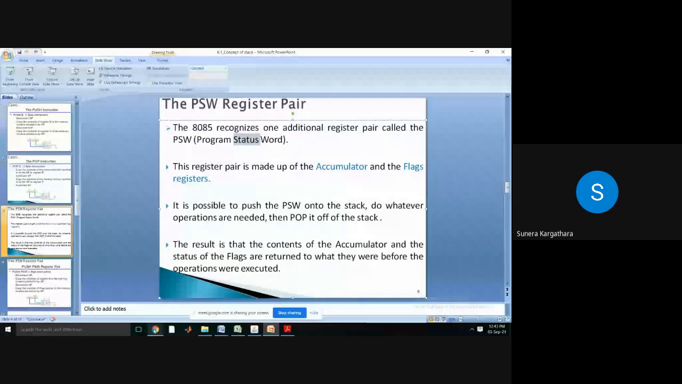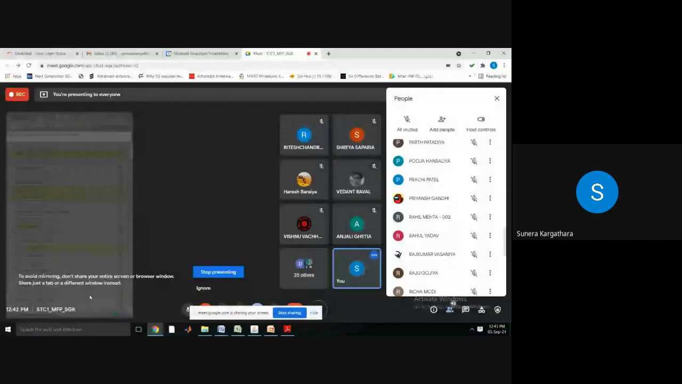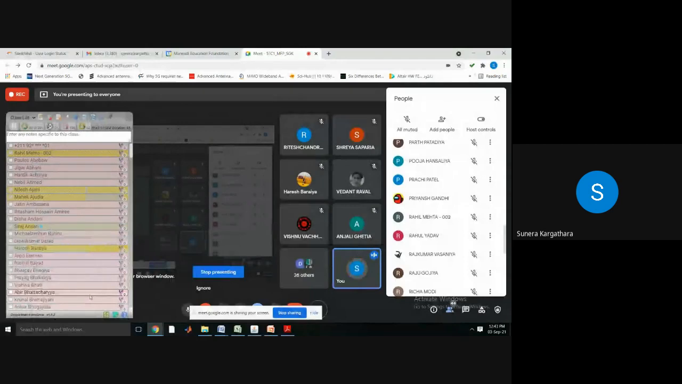We cannot change the flag register, but now with the help of stack and push pop instructions, you can modify your flag as well. Now you have a provision to change the flag register, because you are considering the pairing of accumulator with flag register, and combining, you can consider it as a PSW. Does anyone have an idea how we can modify the content of flag register by using these three concepts?